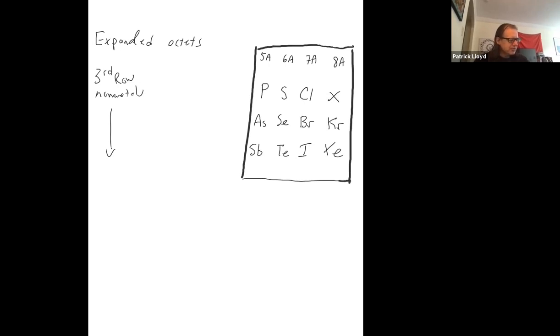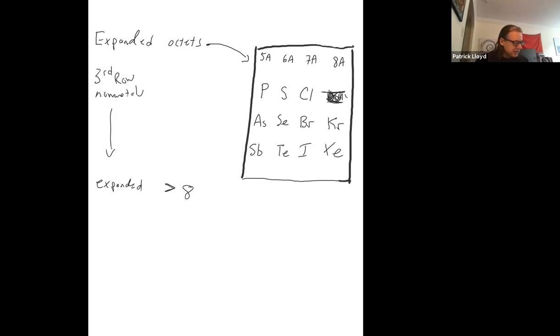So these elements are capable of having what we call expanded octet. Expanded meaning greater than 8, right? So again, pairs of electrons, 10 electrons, 12 electrons, that sort of thing, okay? This is not xenon, by the way. I'm not including that one, okay?